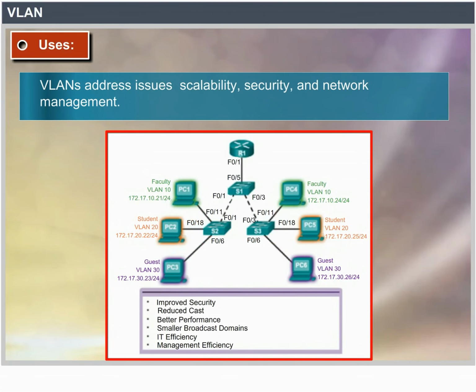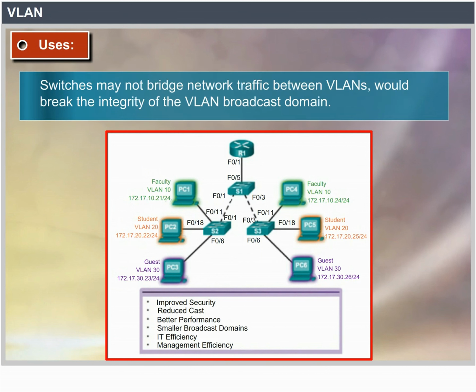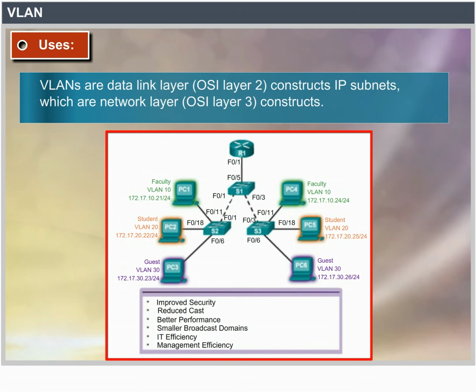Routers in VLAN topologies filter broadcast traffic, enhance network security, perform address summarization, and mitigate network congestion. Switches may not bridge network traffic between VLANs, as this would violate the integrity of the VLAN broadcast domain. By using VLANs, the network can be easily split up. The host will not use that DHCP server and will obtain link-local addresses or obtain an address from a different DHCP server.